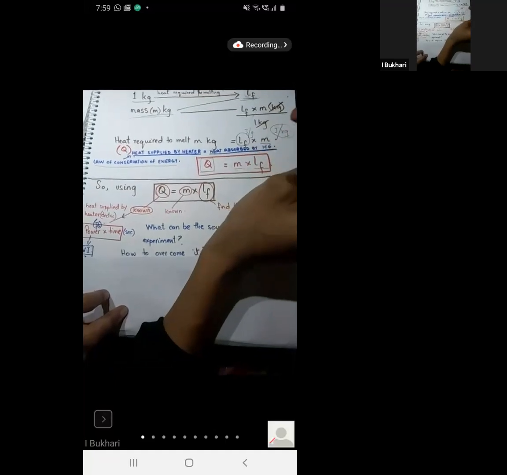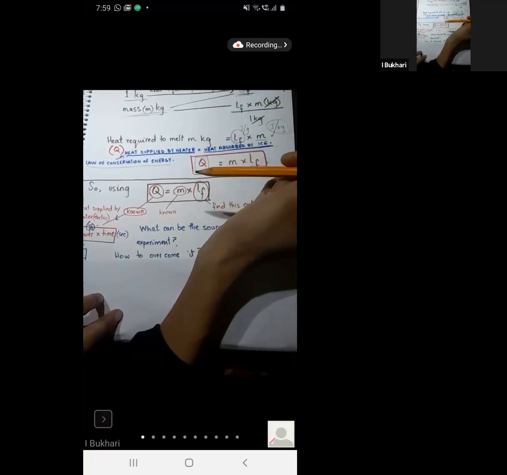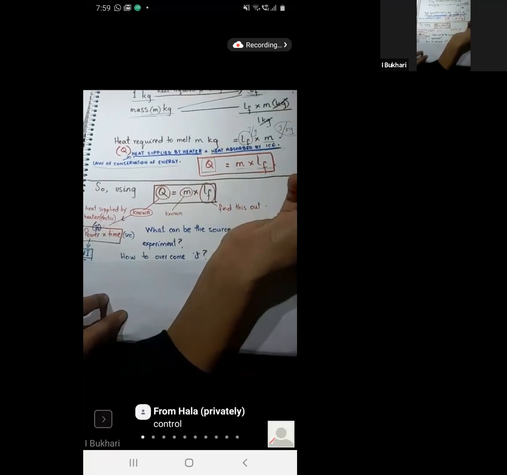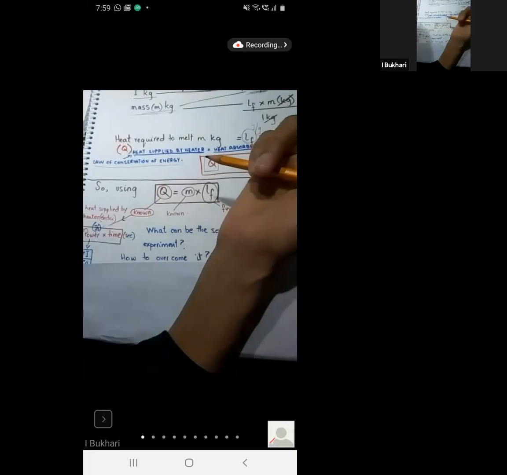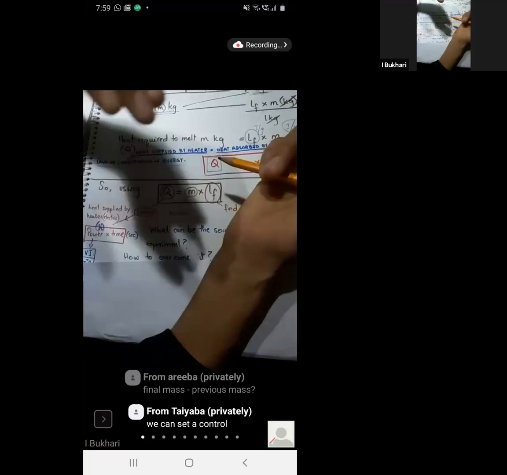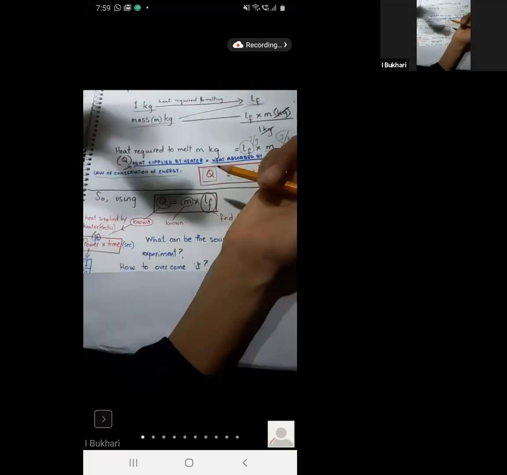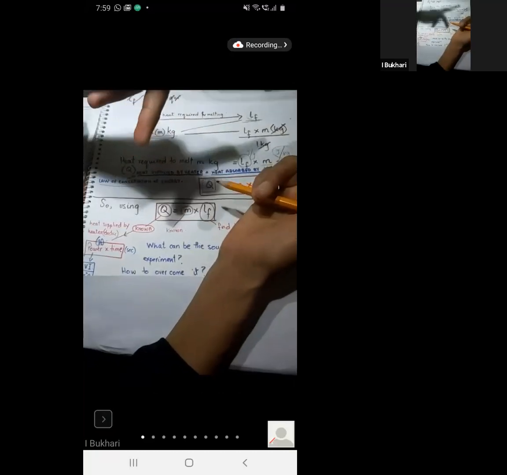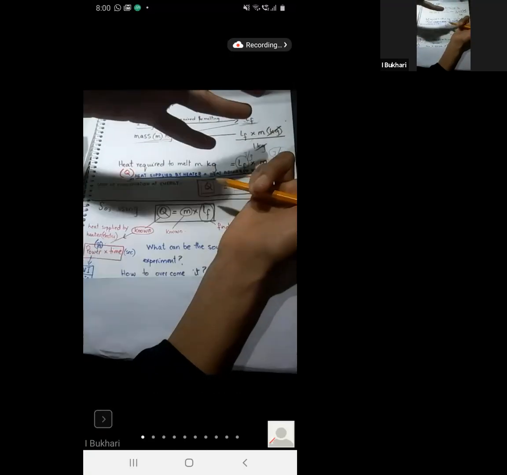Good job, I'm really happy to see your answers. You're participating very well. Yes, we can set a control. We can have two identical funnels, but remember, the control has to be identical in all the other variables, exactly identical. Like the source of ice, the mass of ice, the type of funnel, the size of funnel, everything should be identical.